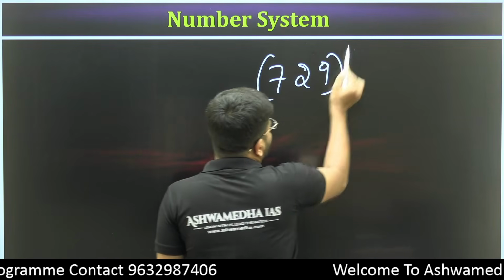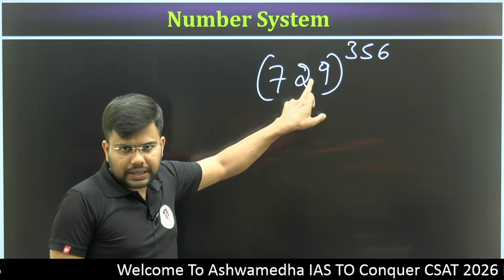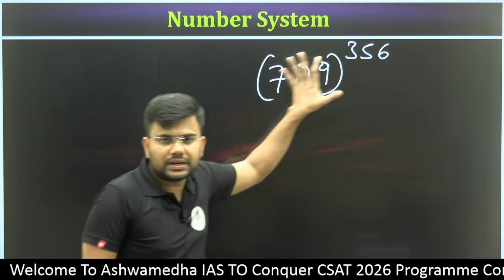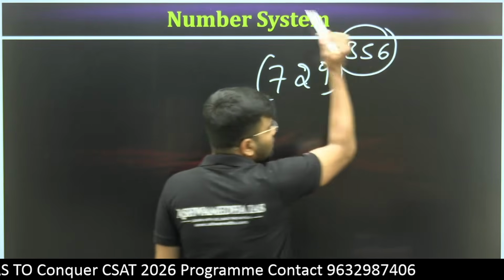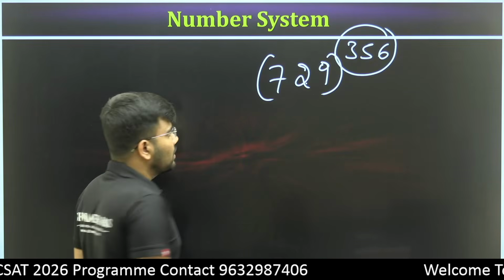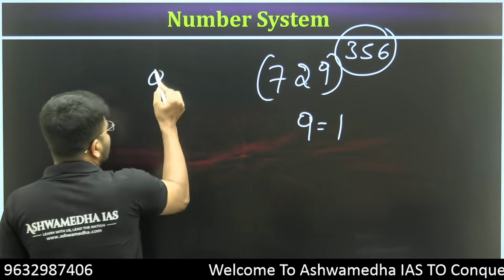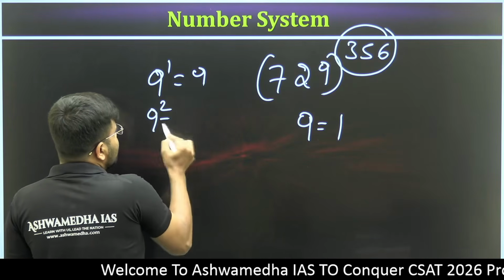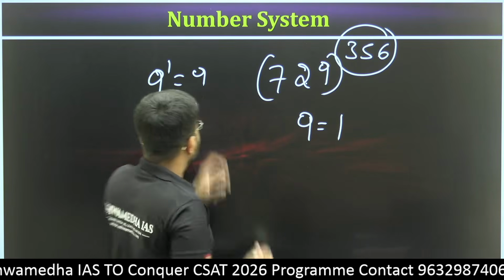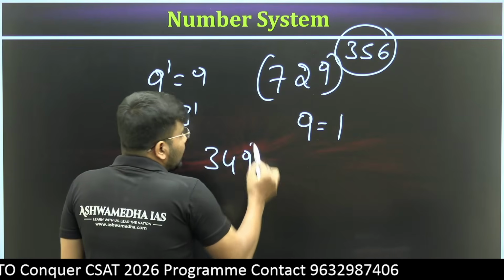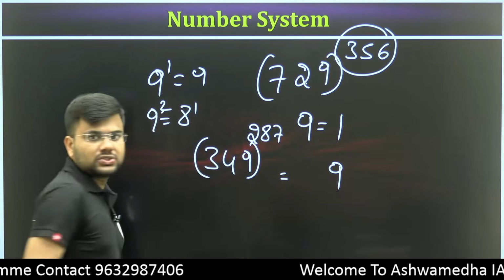729 whole to the power of 356. The unit digit in this number is 9. To find the unit digit of this entire number, the digit which is responsible is 9 itself. So what are you supposed to do? You are supposed to check whether the power is an odd number or even number. It is an even number. If it is even, then the unit digit would be 1. Why? 9 power 1 is 9, 9 power 2 is 81. Since it is even, here it is 1. If it was odd, that is 349 whole to the power of 287, then the unit digit would be 9. I hope it's clear, guys.